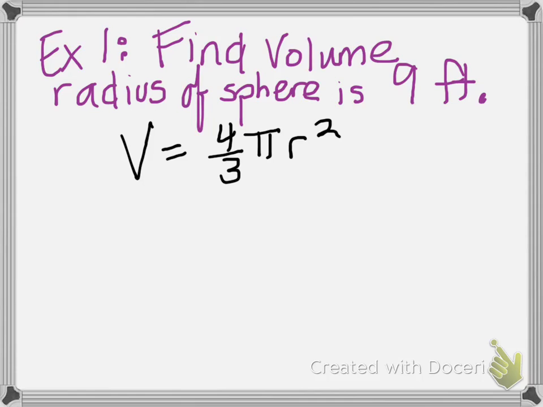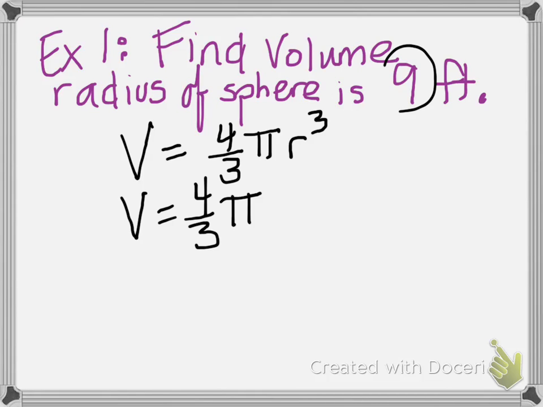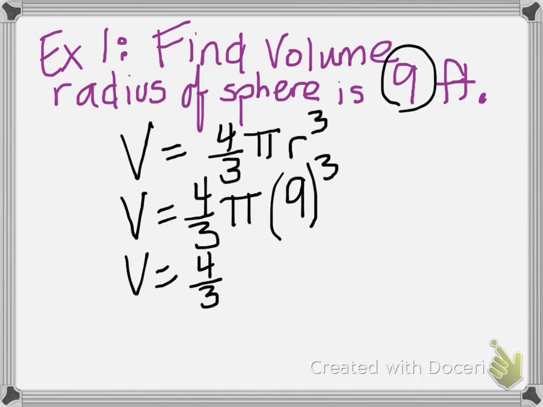So let's apply it to an example. Find the volume if the radius of a sphere is 9 feet. So I already wrote the equation down for us. Volume equals 4/3, you leave it, pi, leave it. Oh, this is wrong, not a 2, 3. Times r, which is 9, radius, 9 cubed. Order of operations, you must do your exponent first. 4/3 times pi times 9 times 9 times 9.